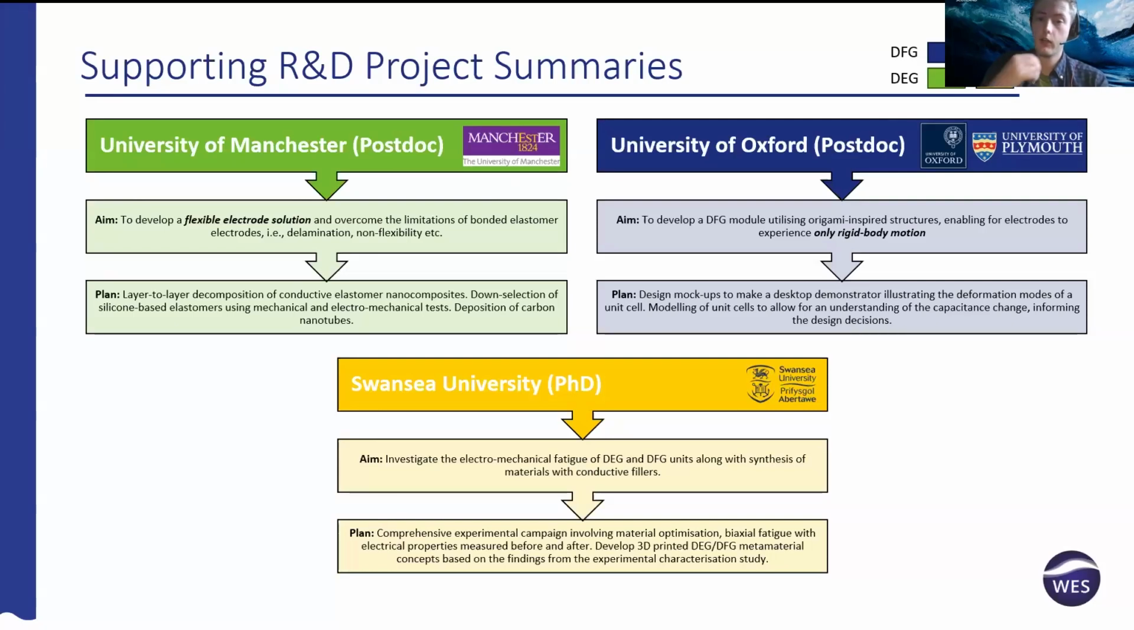Another one which started around the same time was the University of Oxford project. That's looking at DFGs, but using origami-inspired structures to come up with a cellular design. They're doing mock-up designs illustrating the deformation modes of different unit cells, and doing some preliminary modeling work to understand the capacitance change, which will then inform and iterate the design.